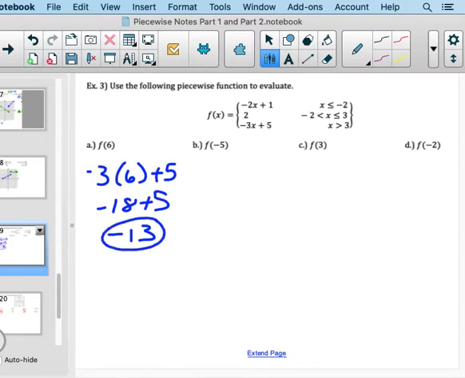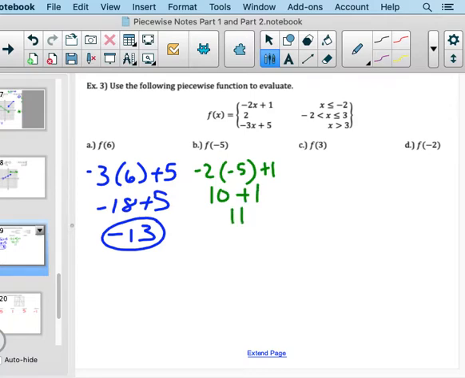Okay. Where does -5 fit in? Is -5 smaller than -2? Yes. Think about the number line and where that would hit, right? So this time I'm going to use the top equation. I would say -2 times what you want to plug in, which is -5, plus 1. And -2 times -5 is 10, plus 1.